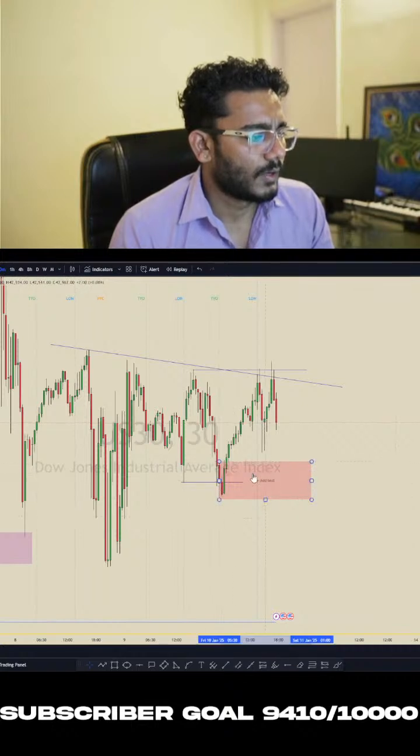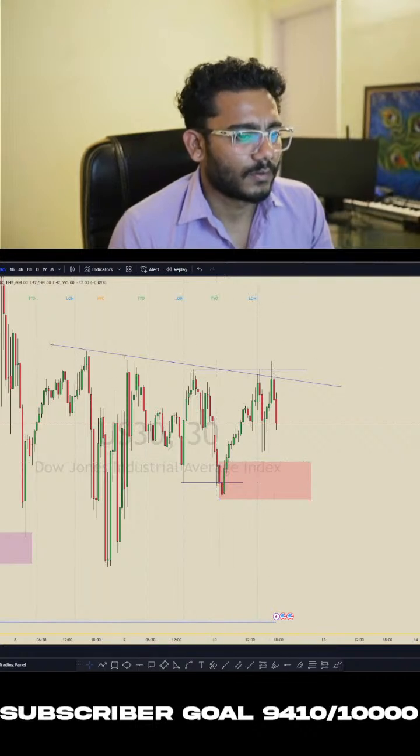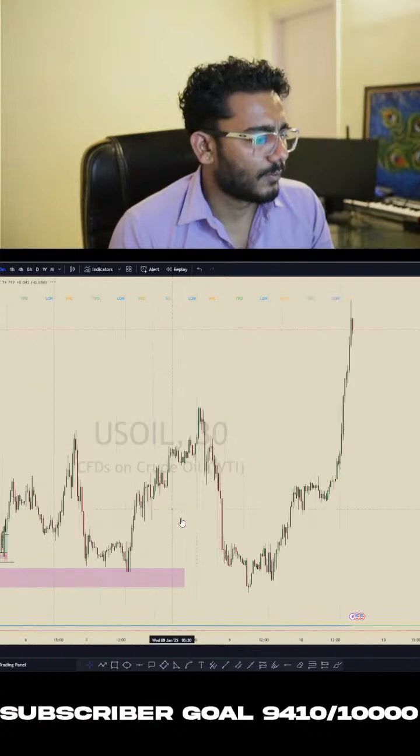I think this is mitigated already. This is the whole order block, but price has not broken this high, so it's better we skip this.